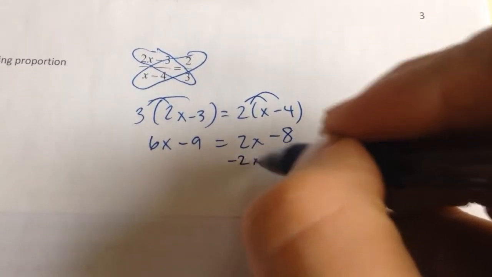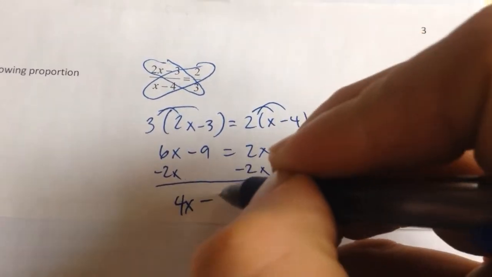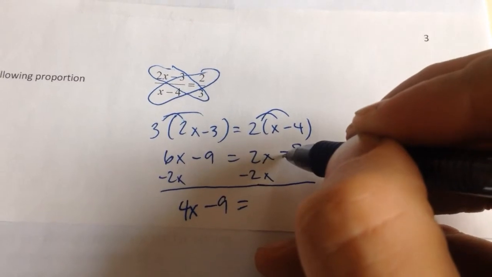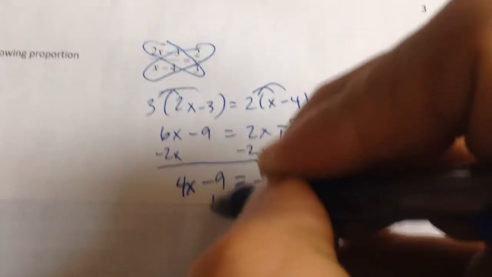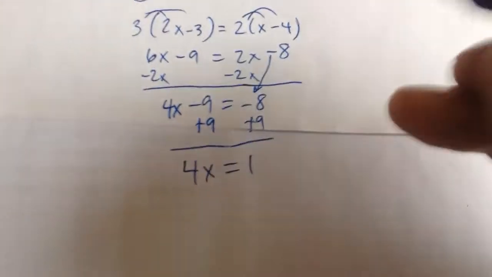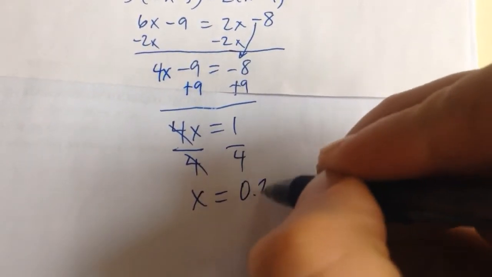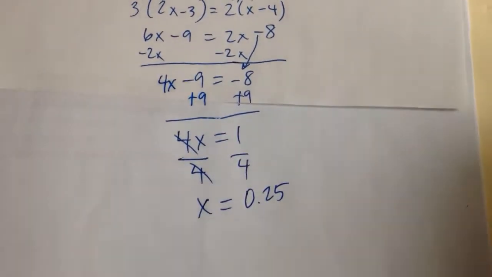Now to solve, I subtract 2x, I get 4x minus 9 equals negative 8. Add 9, I get 4x equals 1. Dividing both sides by 4, I get 1/4 or 0.25.